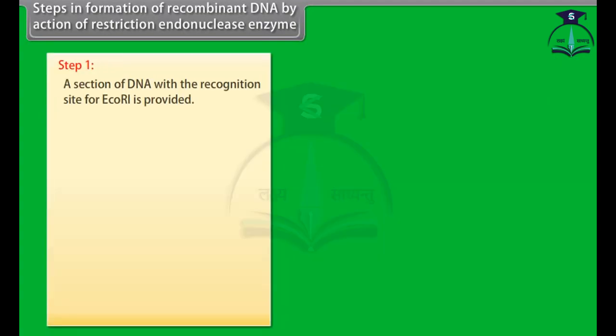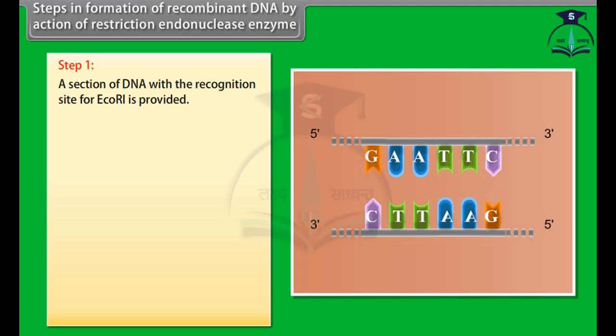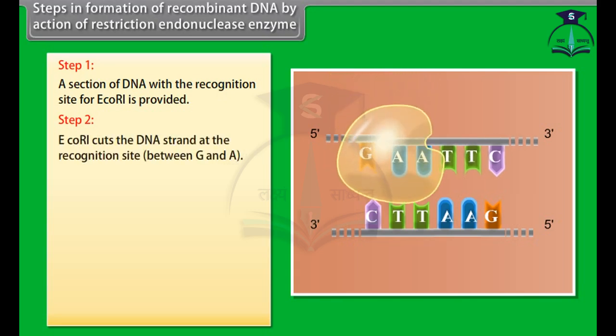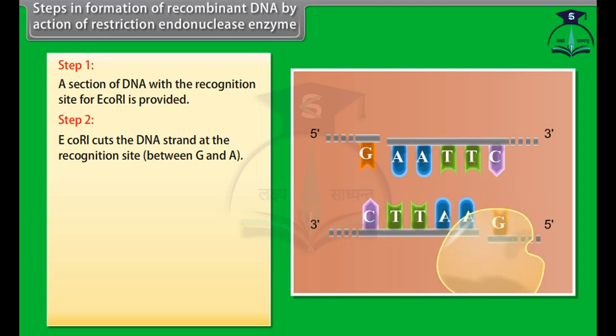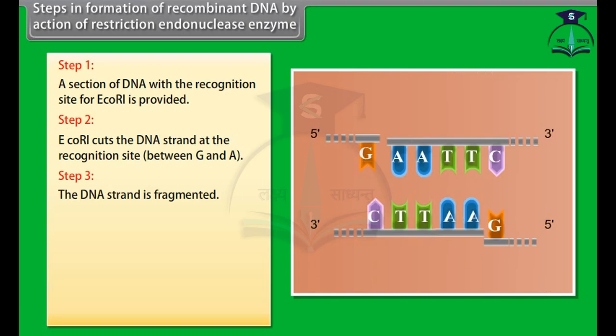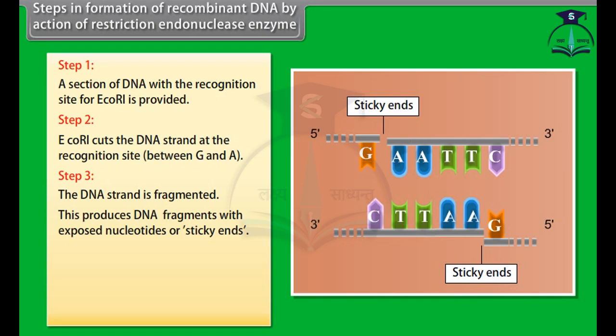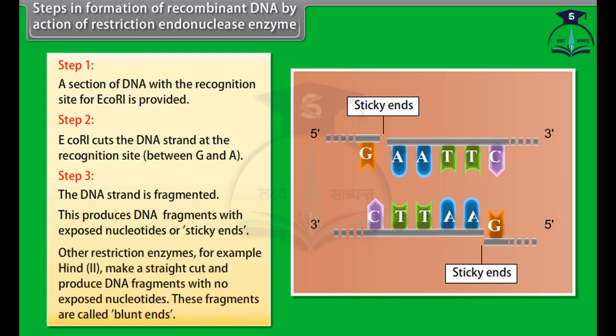Step 1. A section of DNA with a recognition site for E. coli is provided. Step 2. E. coli cuts the DNA strand at the recognition site between G and A. Step 3. The DNA strand is fragmented. This produces DNA fragments with exposed nucleotides or sticky ends. Other restriction enzymes, for example Hind2, make a straight cut and produce DNA fragments with no exposed nucleotides. These fragments are called blunt ends.